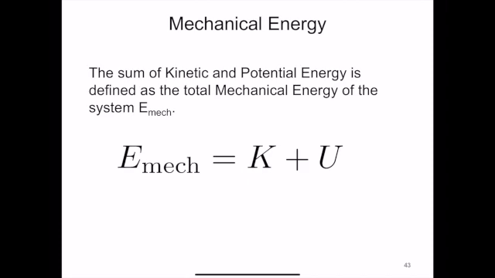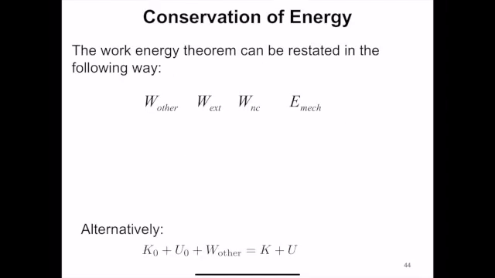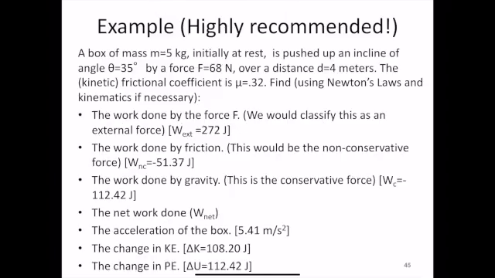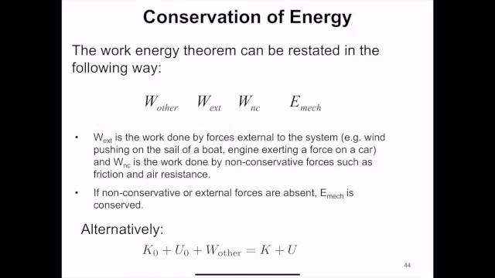Okay, one more definition. The sum of kinetic and potential energy is defined as the mechanical energy of the system, E mechanical. So mechanical energy is simply the sum of the kinetic energy, K, and potential energy, U, of the system, right? So that's just a definition. All right, so now we're going to define something very important. We're going to derive this equation right here, and this is a very, very, very important equation.